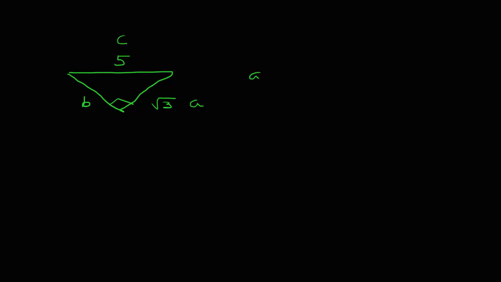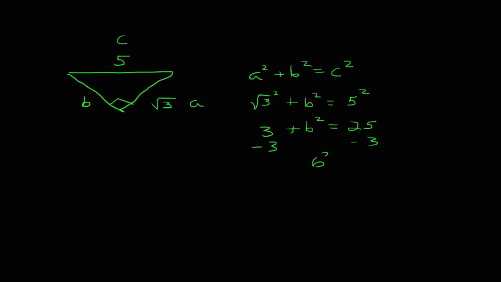So now I have a squared plus b squared equals c squared. We have a is the square root of 3 squared. We don't know what b is, and our hypotenuse is 5 squared. Square root of 3 squared is just 3, plus b squared equals 25. Subtract 3 from both sides of the equation, and we get b squared is equal to 22. Square root both sides, and we get b is equal to the square root of 22. Square root of 22 does not simplify. It's 2 times 11, so I have no pairs to take out. So we're all set. B is equal to the square root of 22.